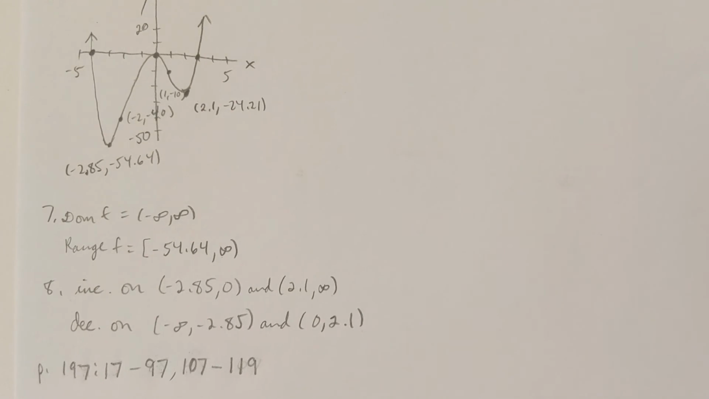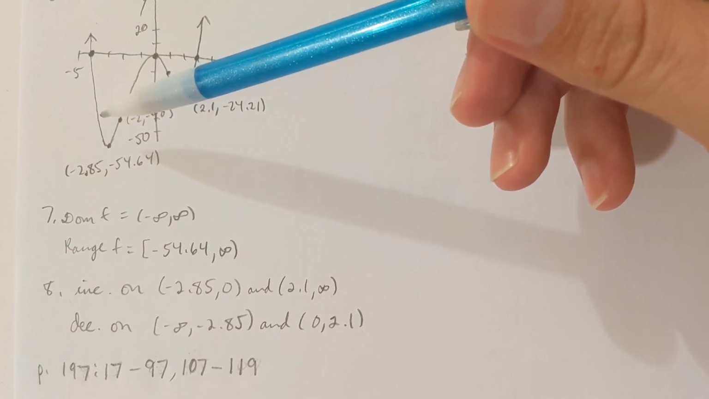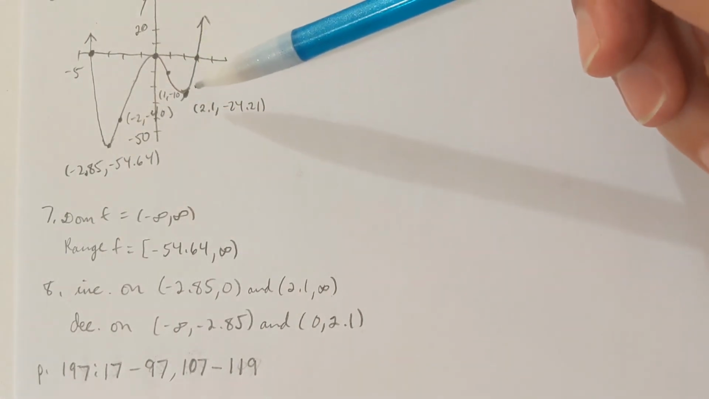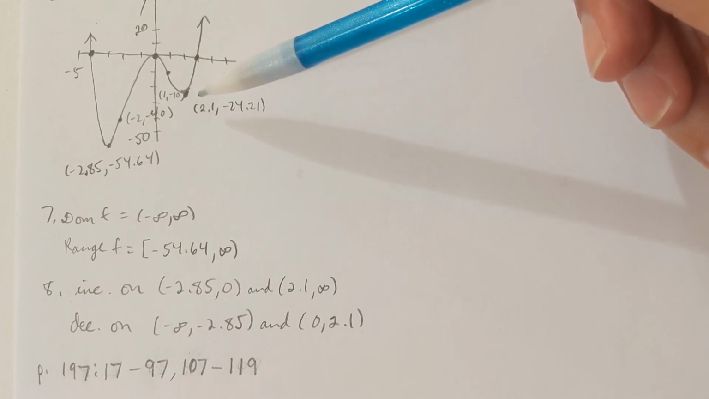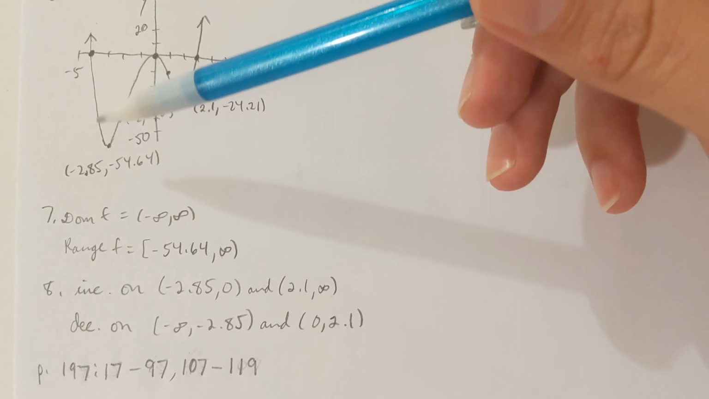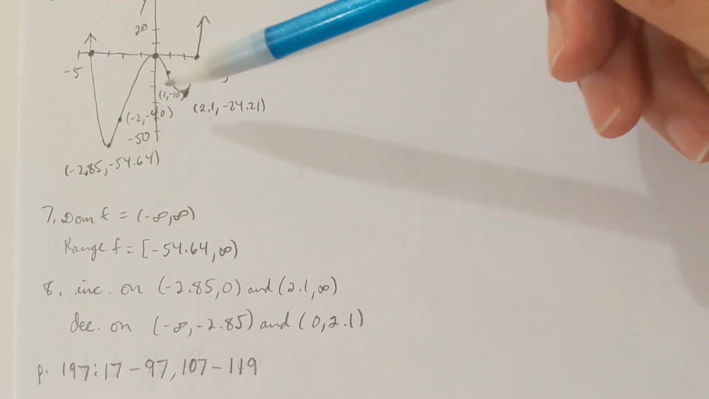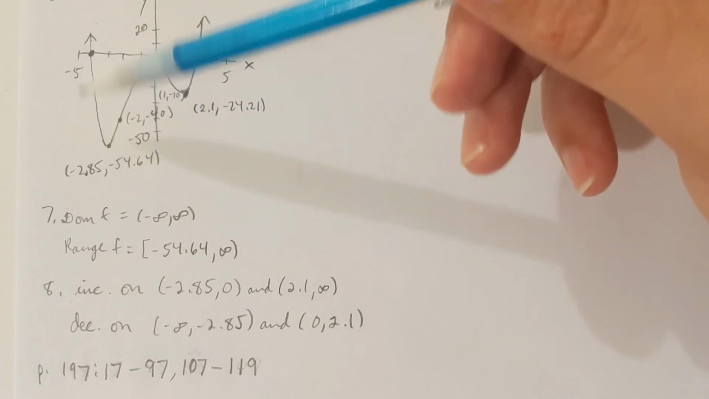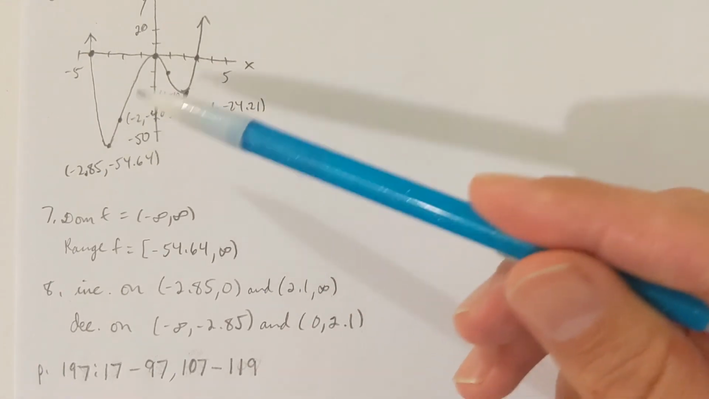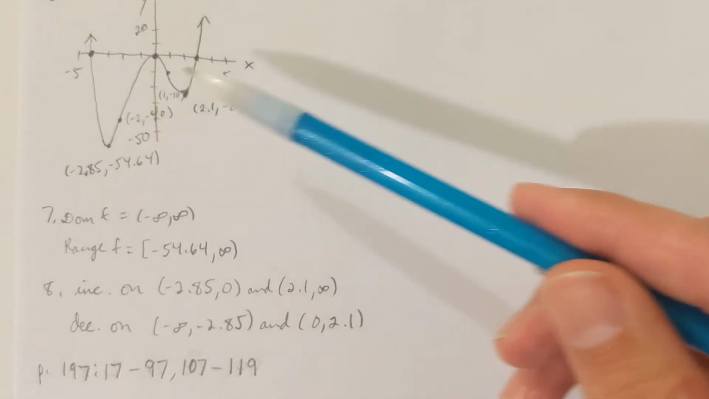Were we increasing or decreasing on the graph? Well, let's see here. Sorry, I said increasing. Negative infinity to negative 2.85, and then 0 to 2.1 is where I'm decreasing. So if I draw a tangent line to the graph, the tangent line is going to have a negative slope anywhere there. And then I'm going to be increasing from negative 2.85 to 0, and then 2.1 to infinity. If I draw a tangent line there, it's going to have a positive slope.